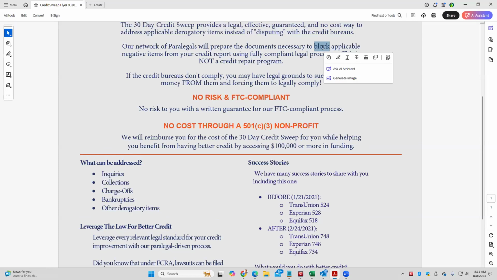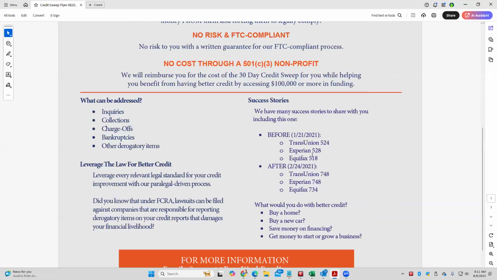Some people get caught up in that. Block means it doesn't report. So it's what you want. Then when you look at your credit report, the derogatory items don't show anymore.